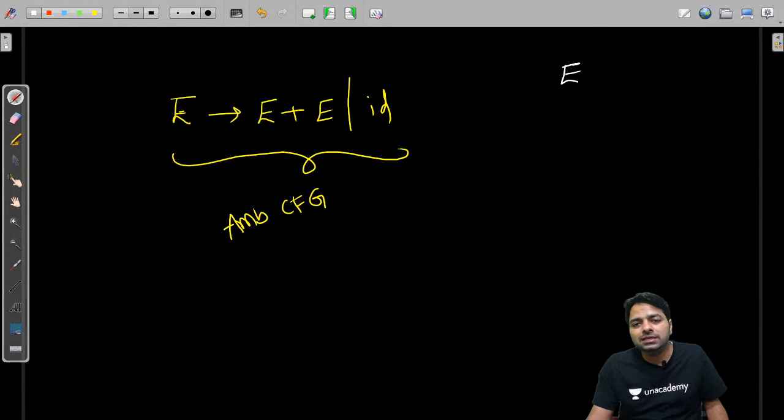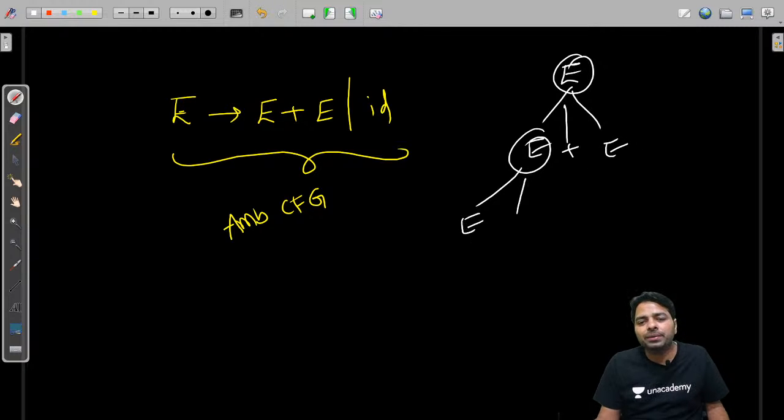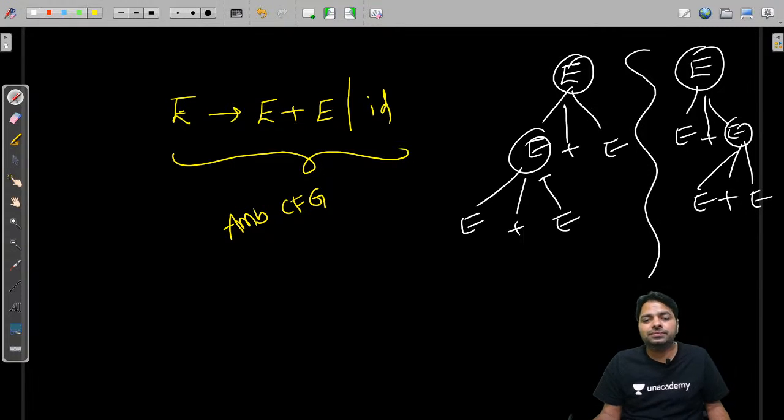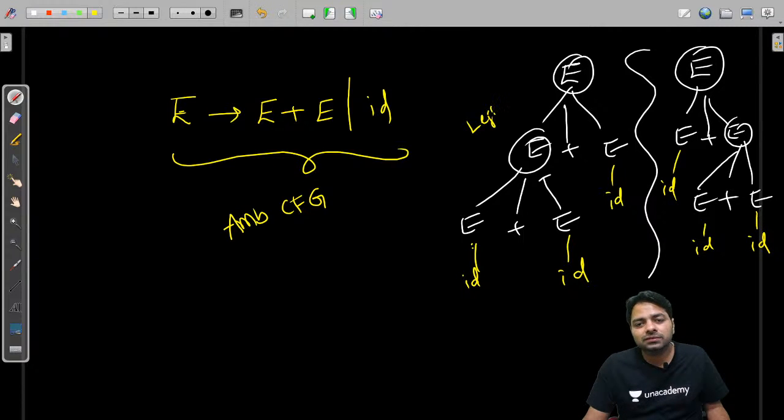Now look at that. E is there, and E plus E, and the other plus you can get from any side. You can get it from here, or if you draw another tree, you can get the other plus from the right side. Then tell me which plus I should evaluate first. Is it left to right or right to left? This will give you ID, ID, ID, and both are the same string, no doubt. But which one should I follow? This says left associative, this says right associative. So the compiler is in confusion.